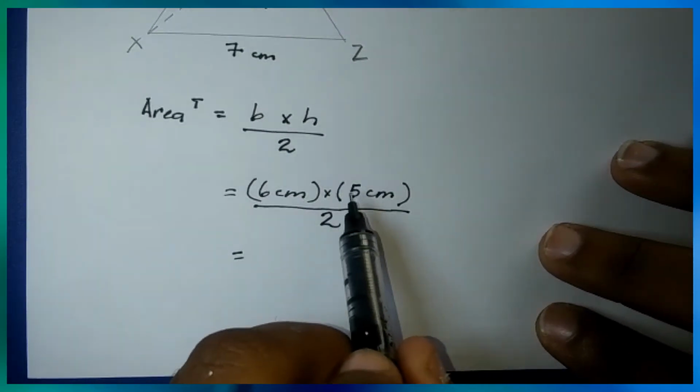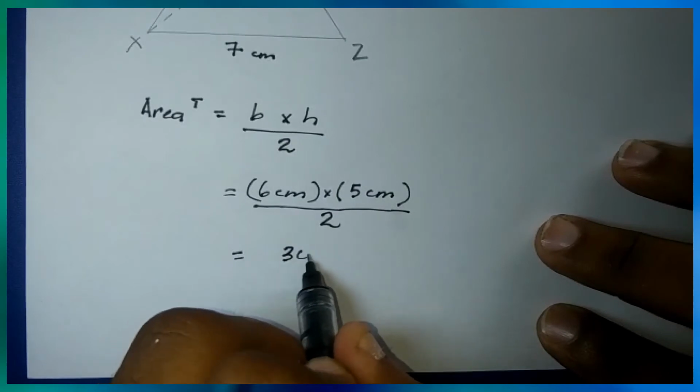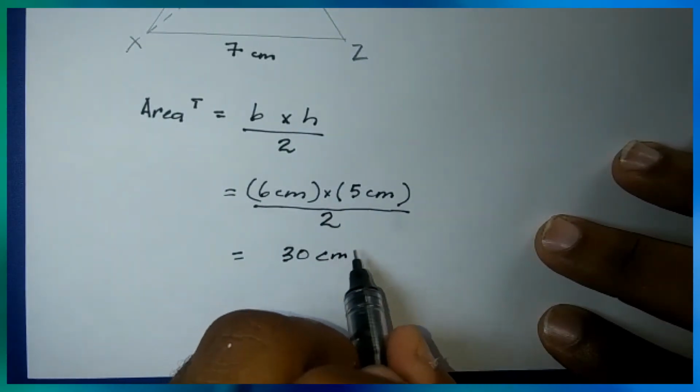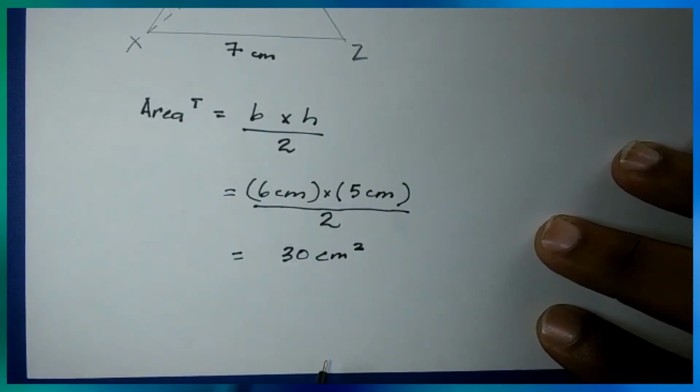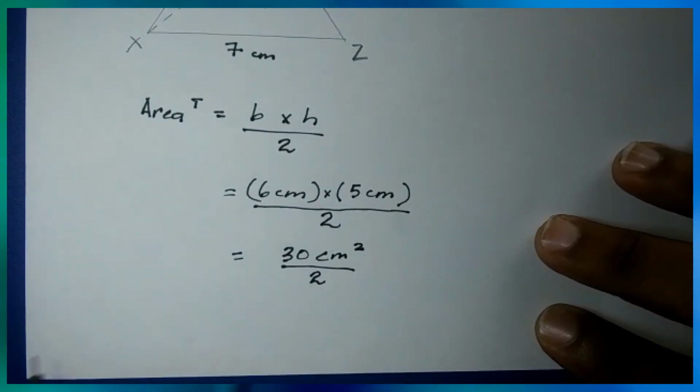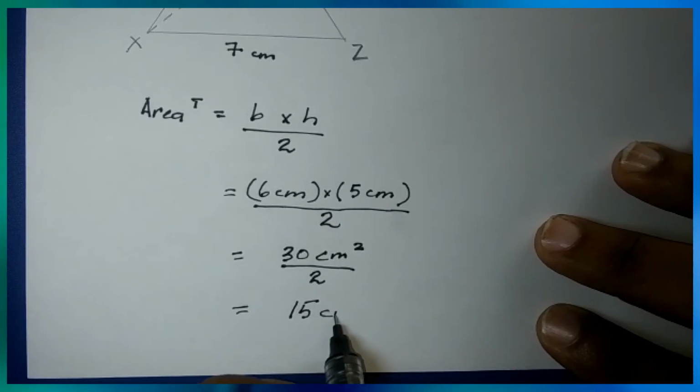6 times 5 will give us 30. And centimeter times centimeter will give us centimeter squared. That is why area is measured in square units. Following my formula, dividing by 2. 2 into 30 goes 15 times. So the area of this triangle is 15 centimeters squared.